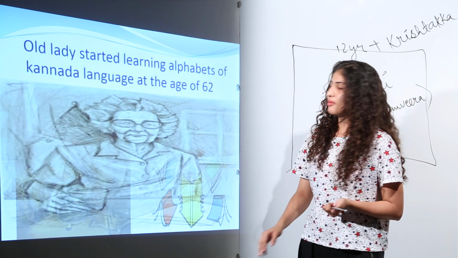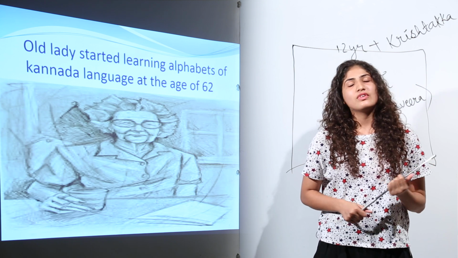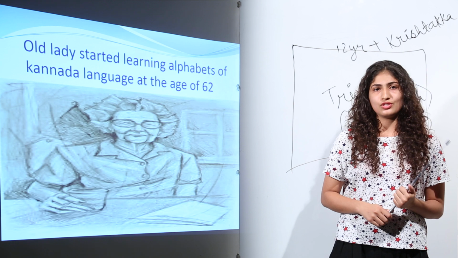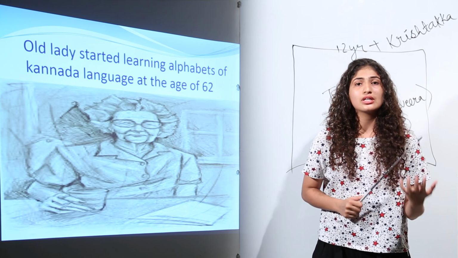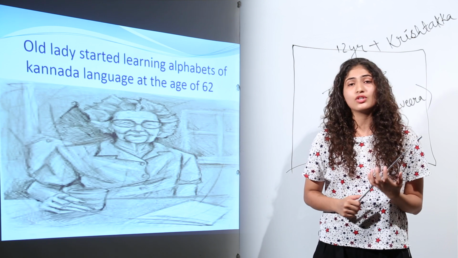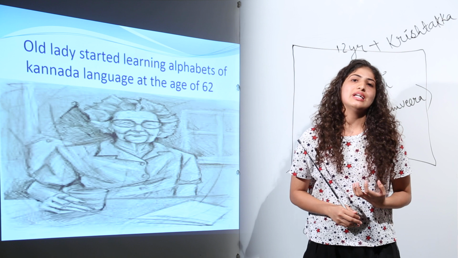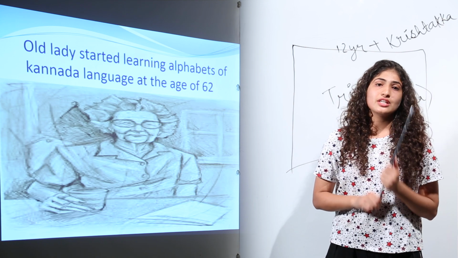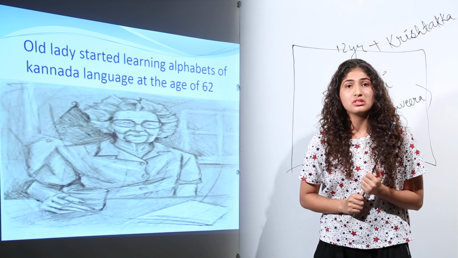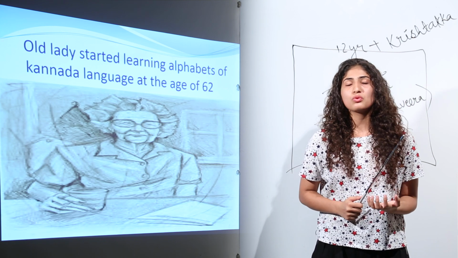So when the girl came back, she saw tears in the eyes of her grandmother. When she asked her grandmother why she was crying, she told her the entire story of how the Karamveer came and how she felt very bad when she could not read a single word. Now, the old lady was determined to study. She wanted to learn the alphabets of Kannada at the age of 62 years. This was shocking for that 12-year-old.